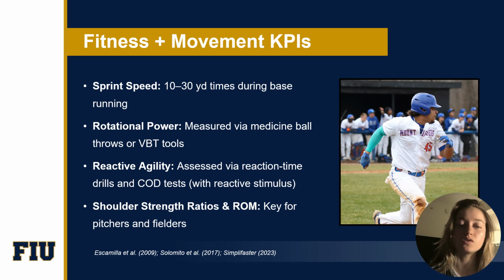Beyond the stat sheet, we also track physical KPIs that affect on-field performance. Sprint speed, particularly over 10 to 30 yards, is important for base running and fielding transitions. Rotational power is crucial for both hitters and throwers. It can be assessed using medicine ball throws or velocity-based tools. Reactive agility tells us how quickly an athlete can respond to unpredictable movement demands. And finally, shoulder strength and range of motion give us insight into injury risk, especially for pitchers and outfielders.